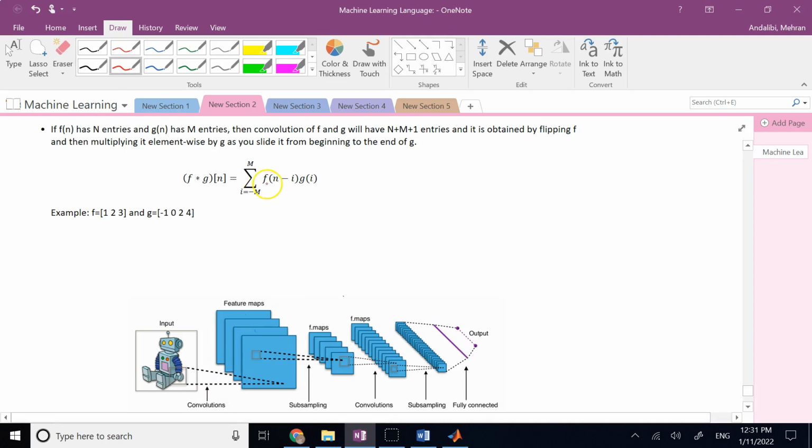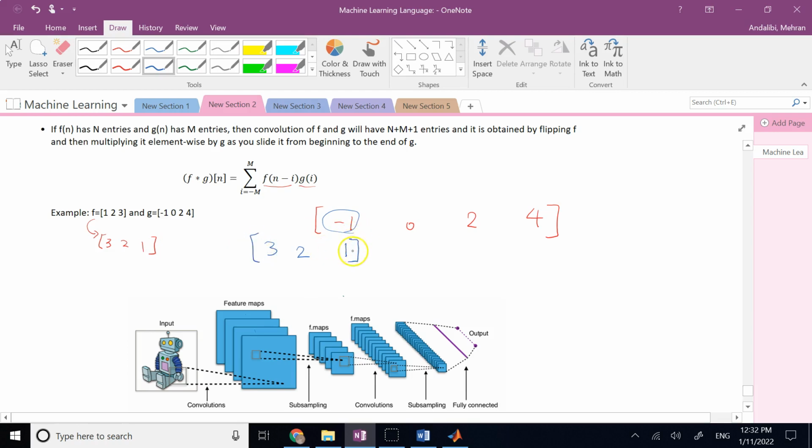So it is equal to, as I said, flip f, multiply by g, dot product, or pixel-wise or element-wise, and then slide f over. So what does that mean? First thing, flip this guy over. So make it 3, 2, and 1. Then if this guy is -1, 0, 2, and 4, bring this 3, 2, and 1 and start from the left side and slide it to the right side. So first, put it at the very left. So it is going to be like 1, 2, and 3, like this.